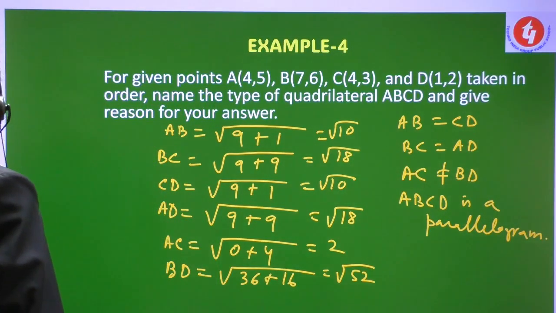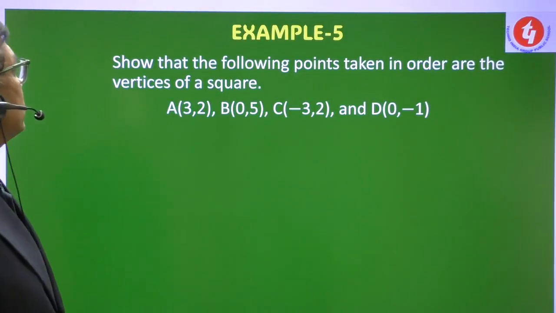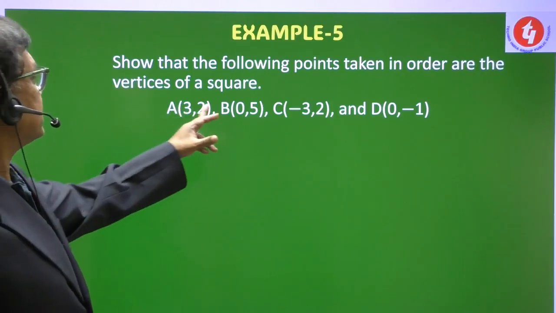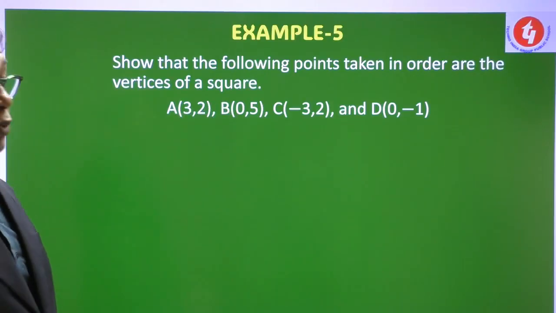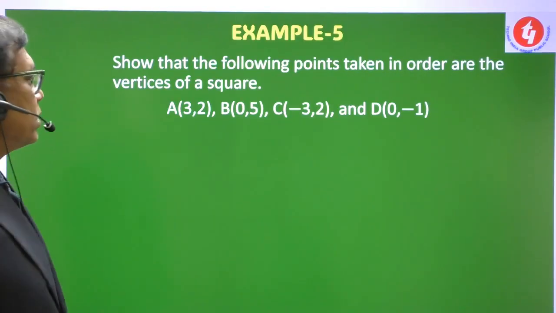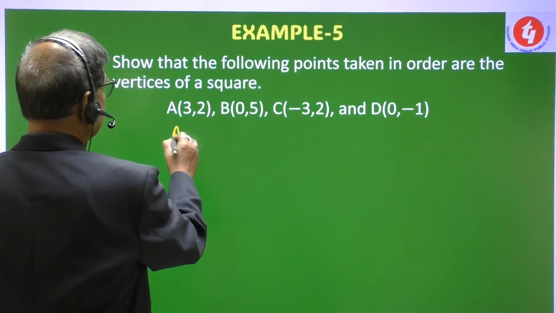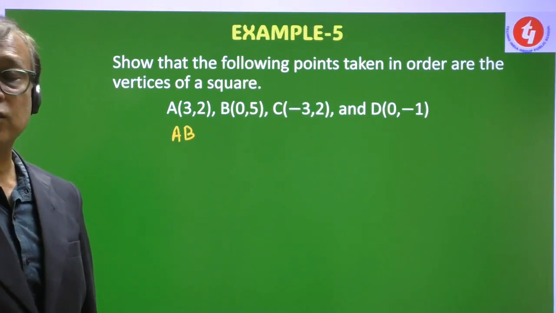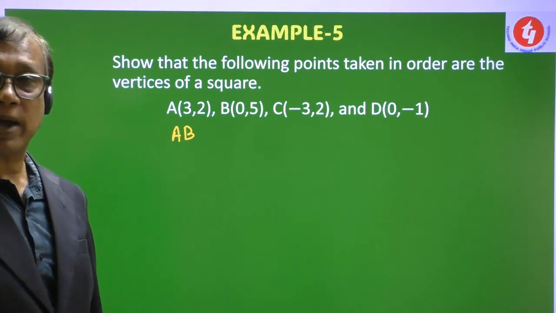Example 4 completed. Now example 5. Show that the following points taken in order are the vertices of a square. So we have to prove these are the vertices of a square. For that we will find all sides' lengths and also the length of the diagonals.